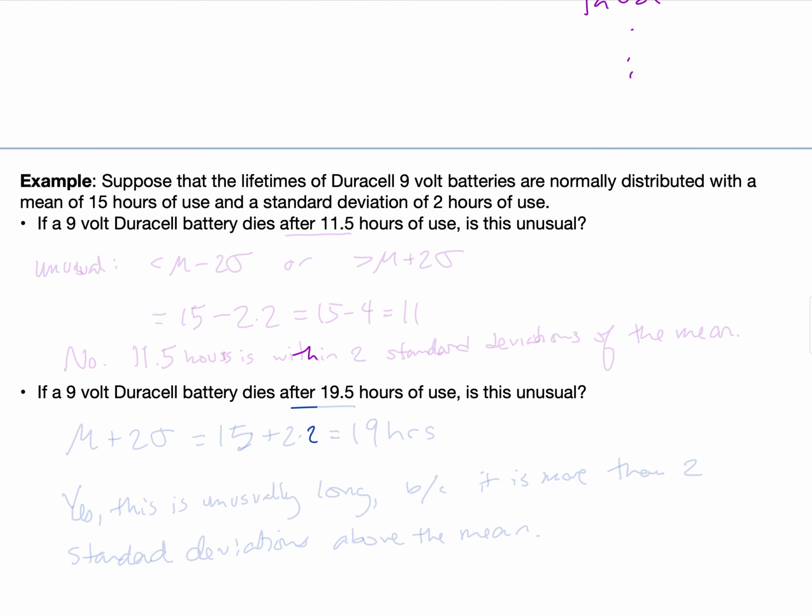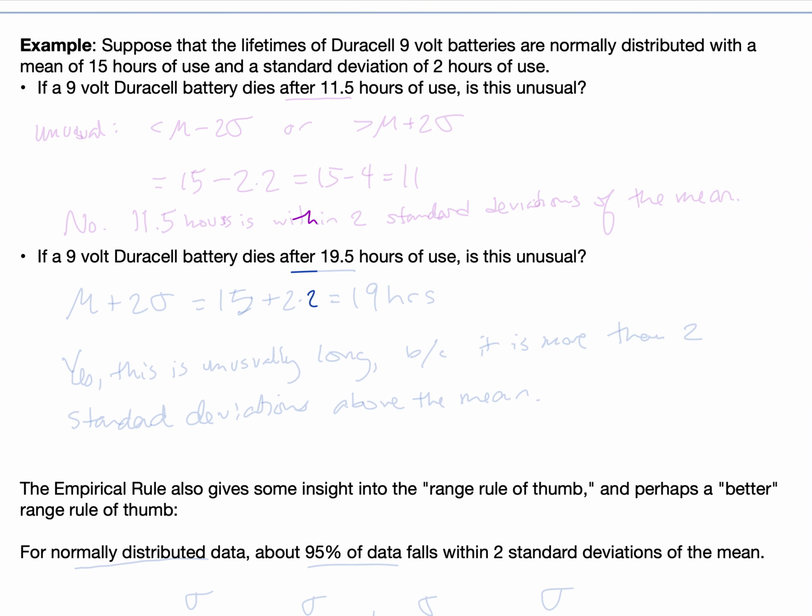Okay, so in deciding whether it's unusual, we know it's unusual if it is less than the mean minus 2 standard deviations or greater than the mean plus 2 standard deviations. This is a value that's less than the mean. So what is the mean minus 2 standard deviations?